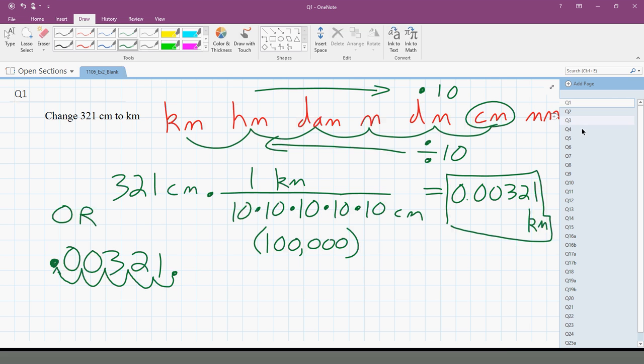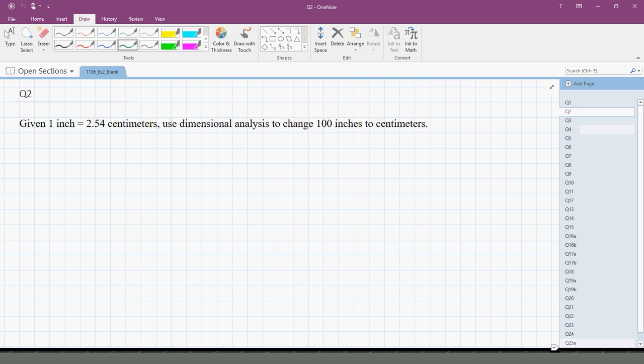Let's jump to number 2. So the cool thing is, if you're going to do anything on this test as far as conversions, if it's metric, you need to know that information. But if it's other than metric, I'm going to give you the relationship that you need to work with. So you don't have to memorize all those different conversions. That's just crazy.